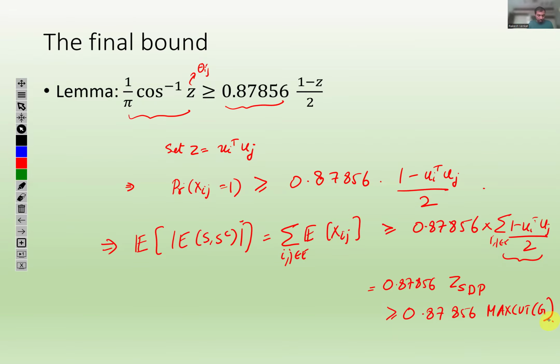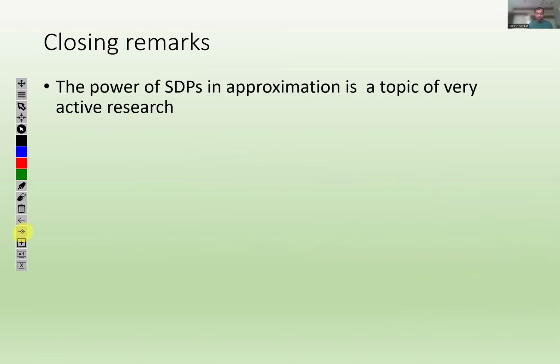So let me go on with some closing remarks. How powerful SDPs are in approximation algorithms for these problems is a topic of very active research, even now. We don't understand the power of these completely, but a lot of progress has been made in understanding computationally what they can do. And this weird number of 0.87856, it's kind of believed to be the best that you can do. For some problems, this exact same number turns up.